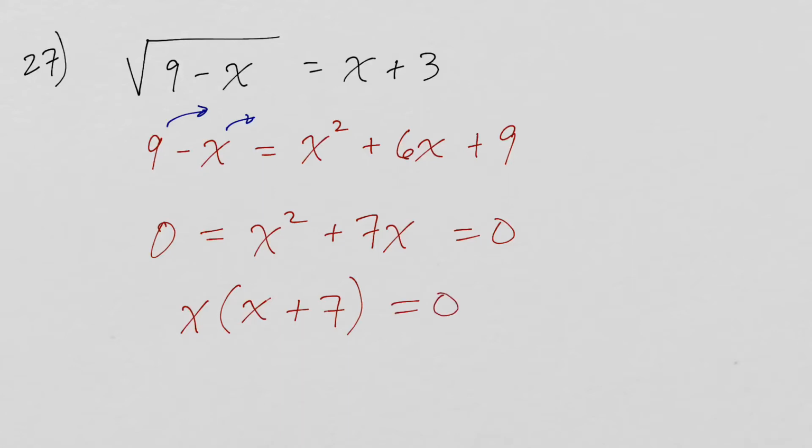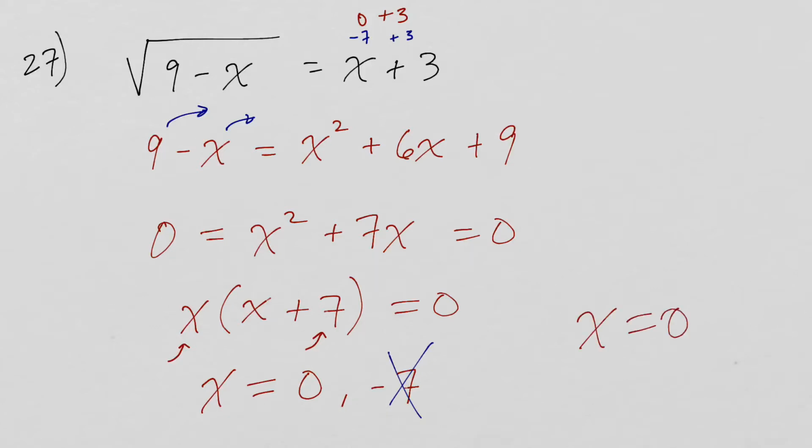So this tells me that x is equal to 0 from this one and negative 7 from this one. Now 0 works because 0 plus 3 is a positive number. But negative 7 has to be thrown out because negative 7 plus 3 is a negative 4, and that would cause the radical to be negative. So that's an extraneous root. So my only answer is x is equal to 0. That's the only valid answer.